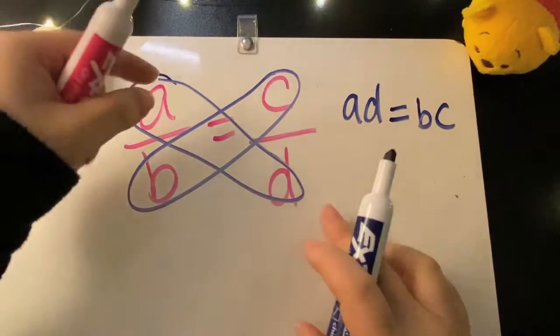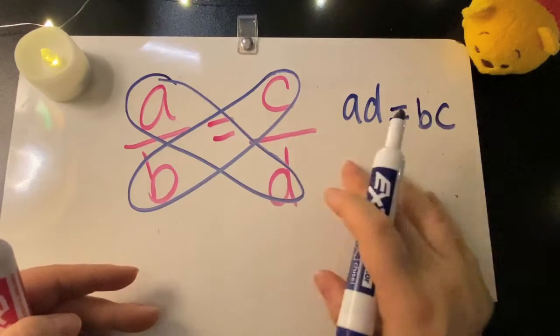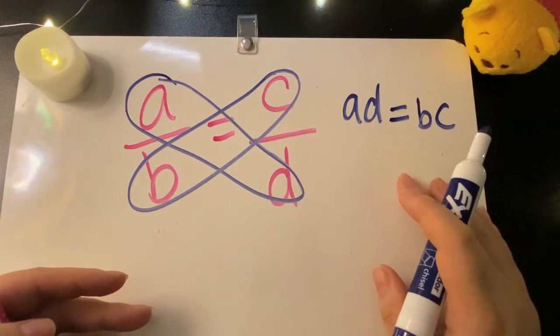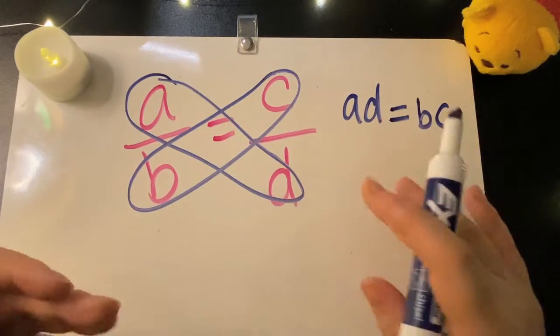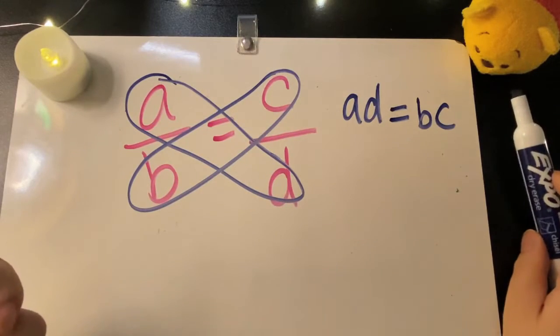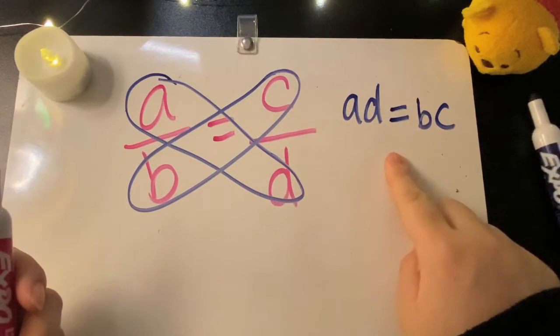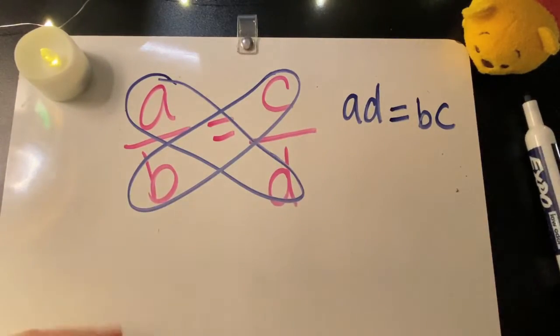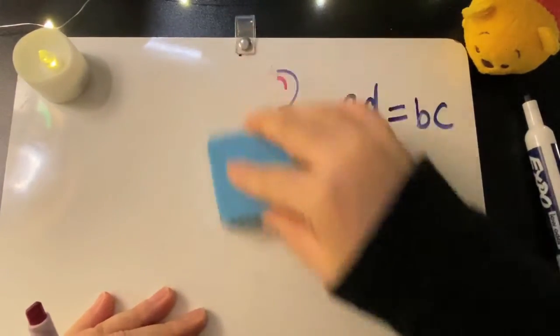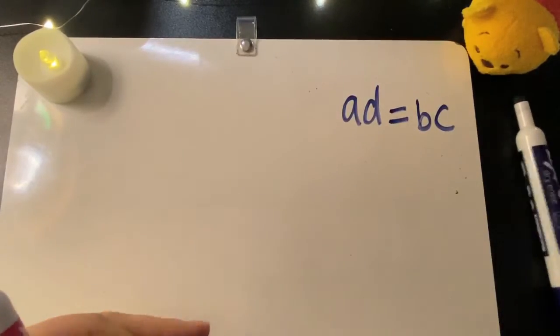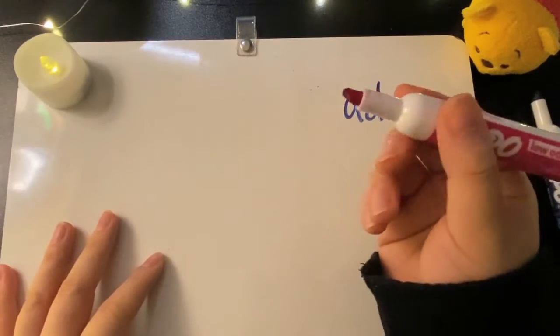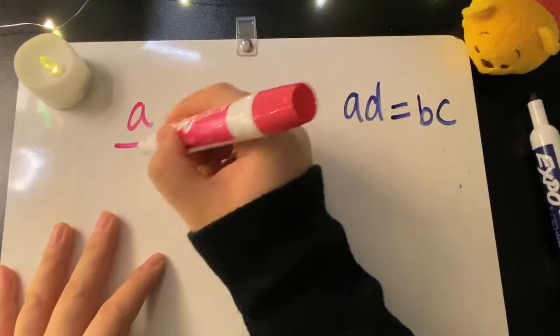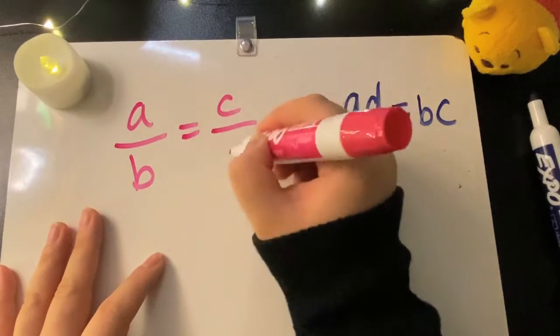Sometimes multiplying them like this gives you something that is easier to work with, and then you can solve this. So let's look at why this is true. If this is true, then this is true. Let's look at why that's the case. Really, it's just one step of algebraic manipulation. So let's look at our a over b equals c over d.